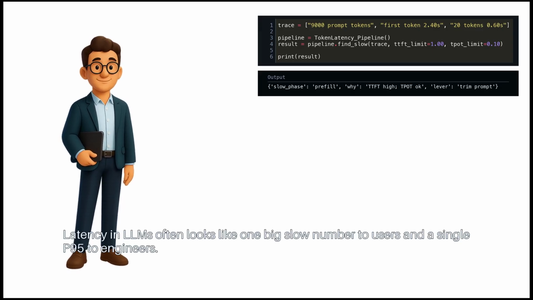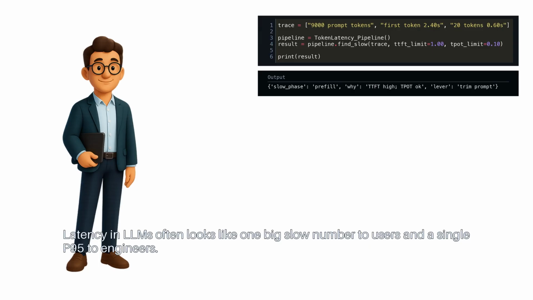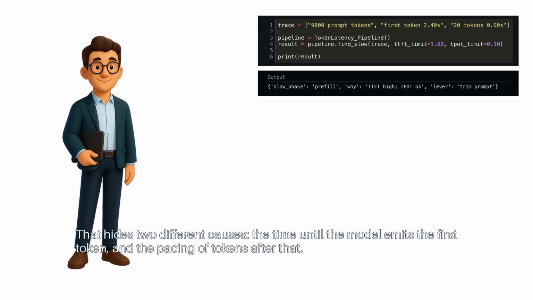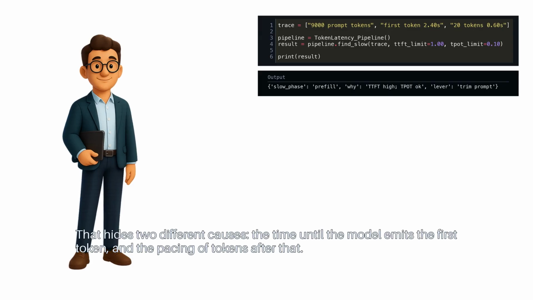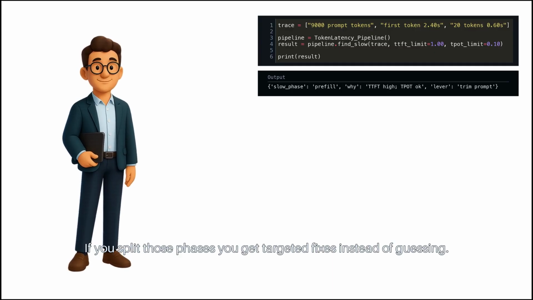Latency in LLMs often looks like one big slow number to users and a single P95 to engineers. That hides two different causes: the time until the model emits the first token and the pacing of tokens after that. If you split those phases, you get targeted fixes instead of guessing.